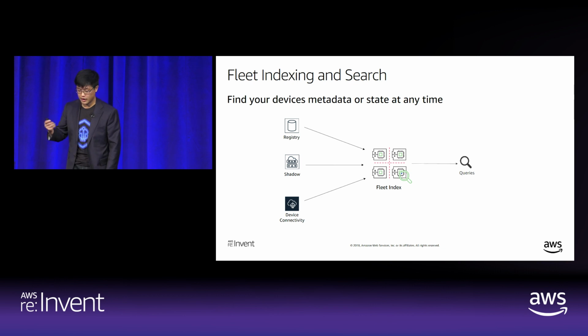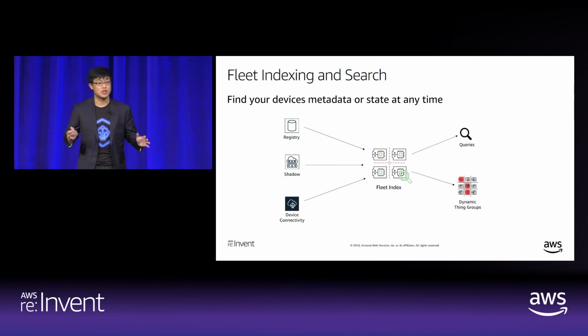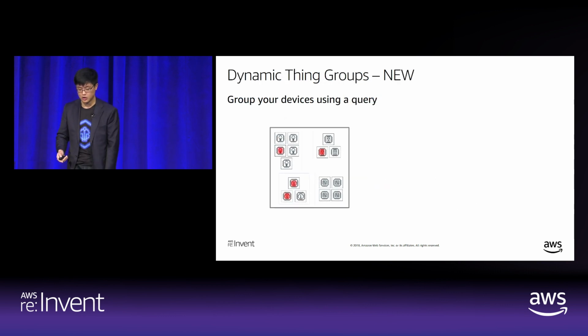Now what we've actually provided as well is dynamic thing groups. So I talked earlier about this concept of dynamic groups, about device groups, where I can organize my different devices by device type and or by business user. But now what I can process with my fleet index is use a fleet index query to define a group membership. And so what I mean by this is, let me give you a couple examples here.